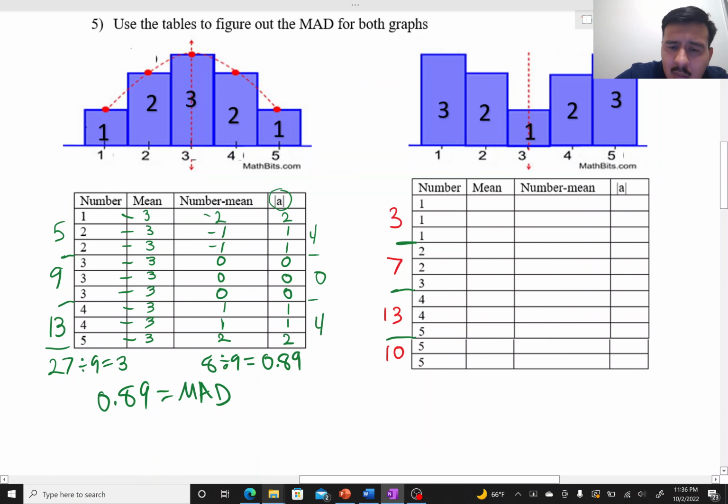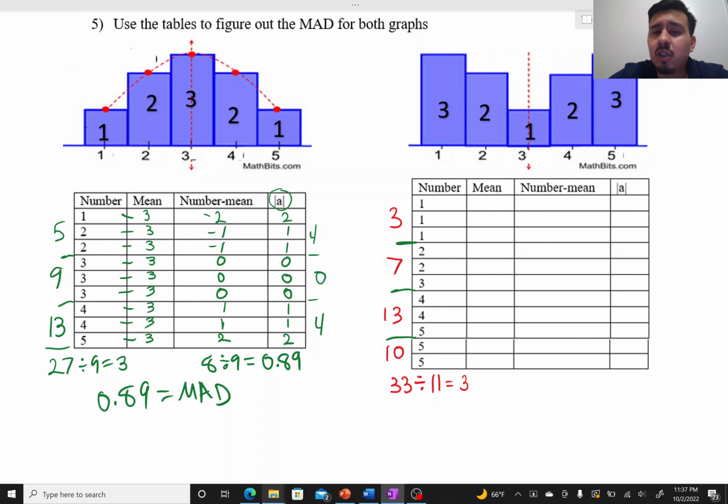So I'm going to go ahead and write 33 divided by how many numbers are in this list? I have 1, 2, 3, 4, 5, 6, 7, 8, 9, 10, 11. I have 11 numbers on my list. So 33 divided by 11 gives me 3. So my mean for this one is also going to be 3. So I'm going to write 3 in all my boxes.